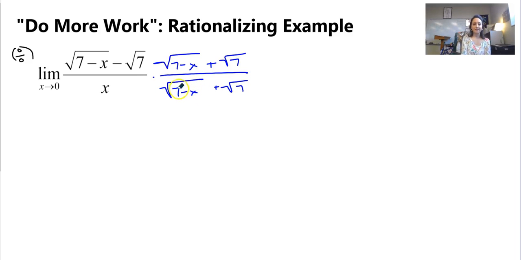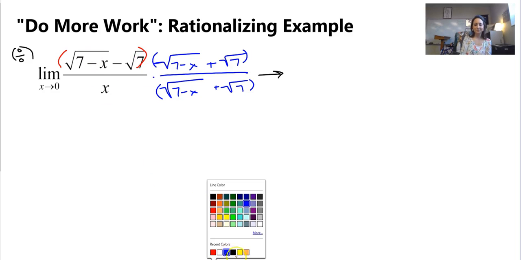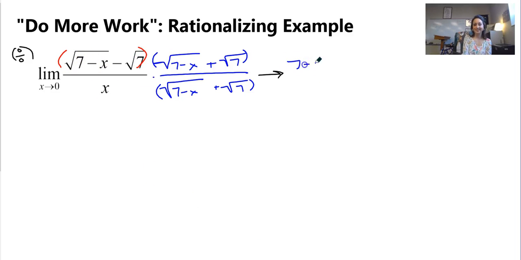Okay, now that we've got this multiplied, what we're going to do is go ahead and distribute the numerator. So I am going to take my original numerator and basically FOIL it or distribute it to all of this. Okay. Then in the denominator, I'm going to leave it in factored form. Okay, so let's go ahead and draw our arrow. That's going to allow me to drop off this limit notation. And let's go ahead and distribute. So when I do square root of 7 minus x times itself, I'm just going to get 7 minus x, right? And that's the whole point of multiplying by the conjugate.